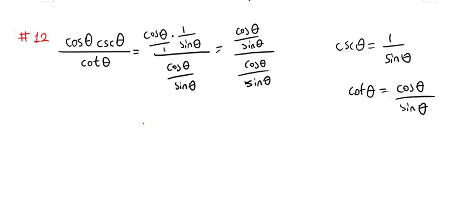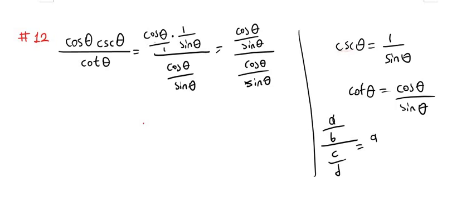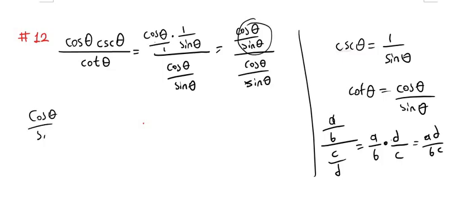Now all we have to do is keep change flip. What is keep change flip? If you have a fraction divided by another fraction, you keep the first fraction, multiply by the reciprocal of the second fraction. Keep the first fraction, change from division to multiplication, flip the second fraction. So our first fraction is cosine over sine.